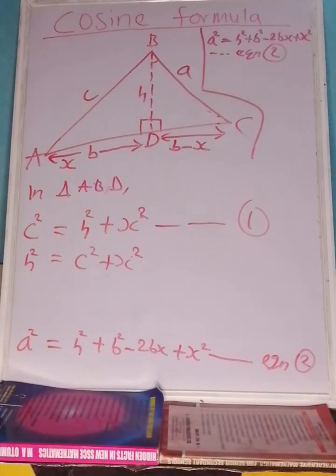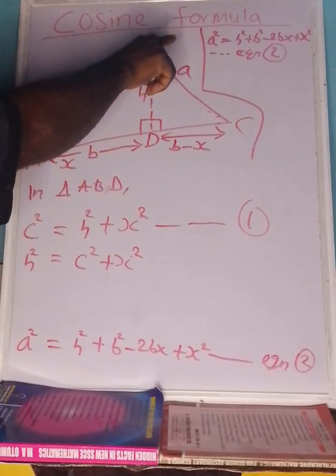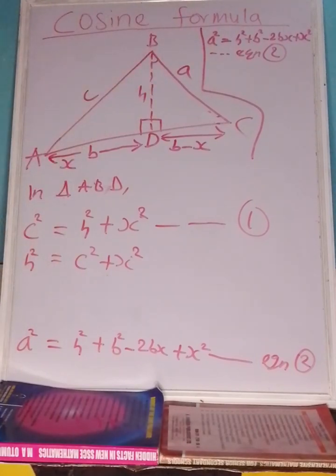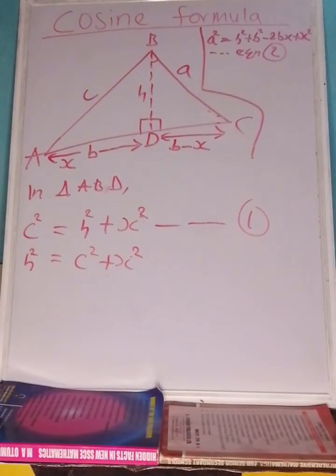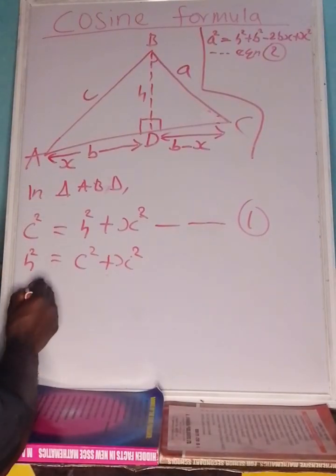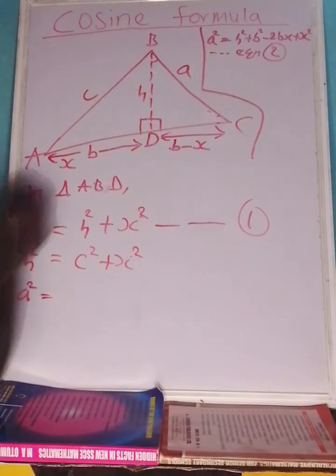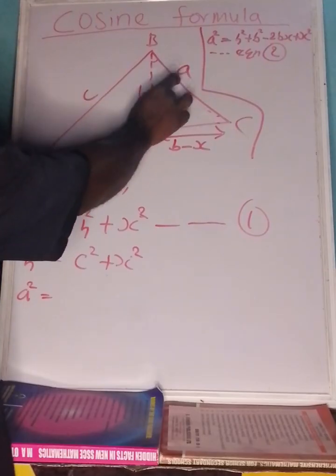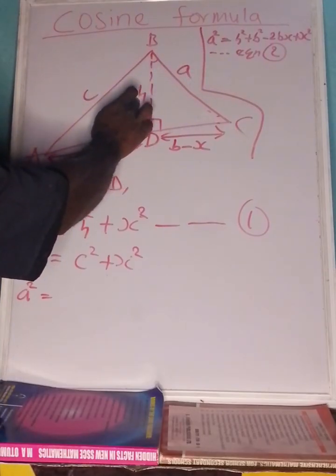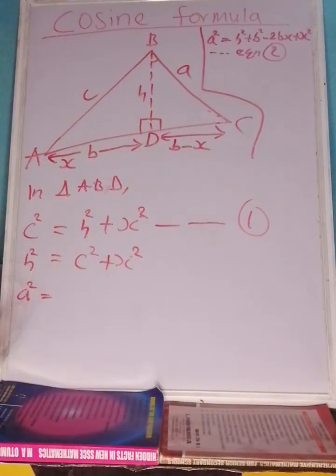And they are telling us that we should substitute the value for h squared into h squared in our equation 2. All right, so we are going to erase this now so that we can solve it further. Now, where is our equation 2? Our equation 2 is a squared. How did we even get a squared? See, this is the second triangle. The square of the hypotenuse is equal to the sum of the adjacent side squared plus the opposite side squared. That is how we got our equation 2.